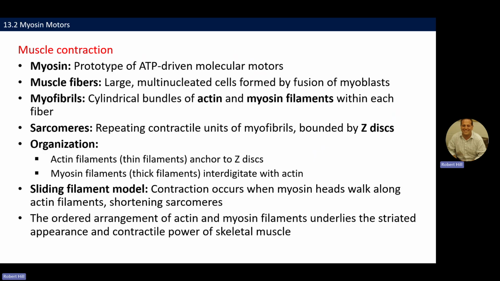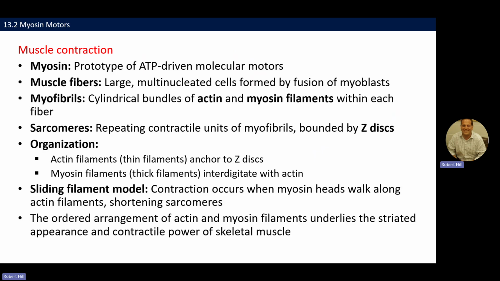These myofibrils consist of actin, which we call thin filaments because they look thin under the microscope, and myosin, which we call thick filaments because they look thick under the microscope. And they're arranged into these repeating contractile units, which we call the sarcomere. Right? The sarcomere is bounded by two perpendicular lines, which we call Z-discs. So how the sarcomere shortens is explained by what's called the sliding filament model.